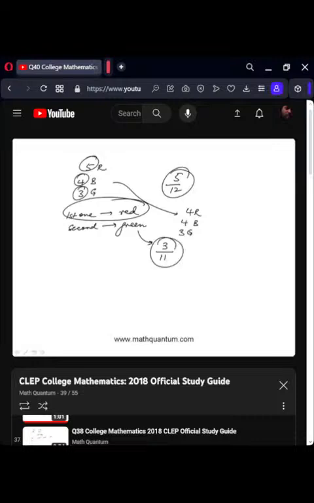Now the probability that the first one is red and the second one is green is just a product of those two. So that's going to be, actually we can simplify this, 5/44, for answer choice A.